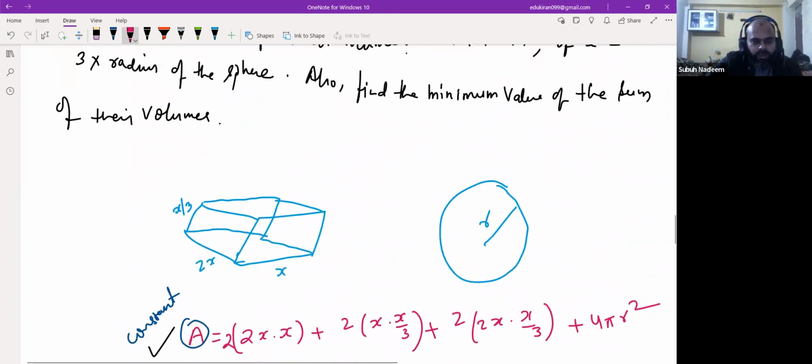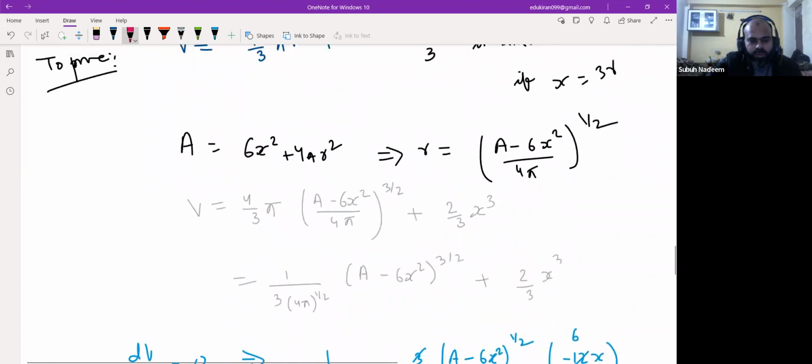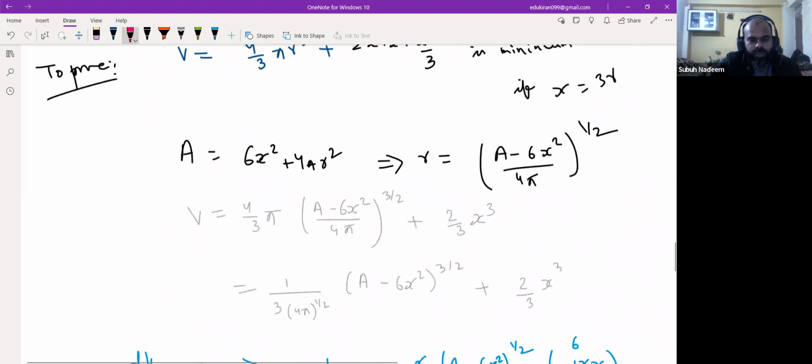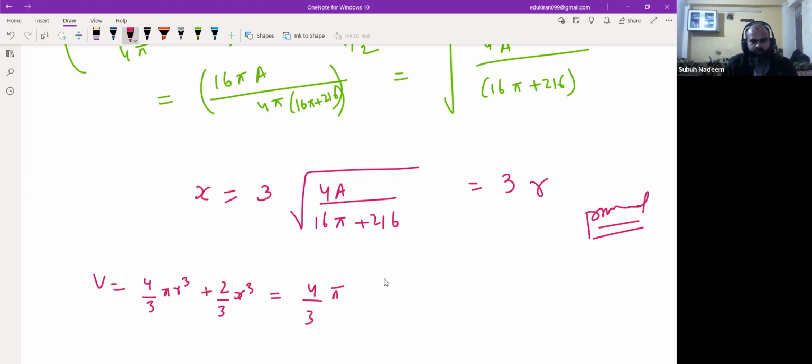Next, what we do is also find the minimum value of the sum of their volumes. So what was the sum of their volume? It was this: 4 by 3 pi r cube plus 2 by 3 x cube. So 4 by 3 pi r cube will become 4a by 16 pi plus 216 under root, so this will be 3 by 2, plus 2 by 3 x cube will be, in fact, 9 r cube.